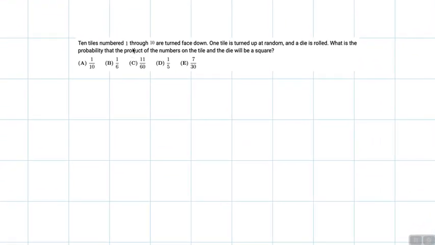Ten tiles numbered 1 through 10 are turned face down. One tile is turned up at random and a die is rolled. What is the probability that the product of the numbers on the tile and the die will be a square? Okay.